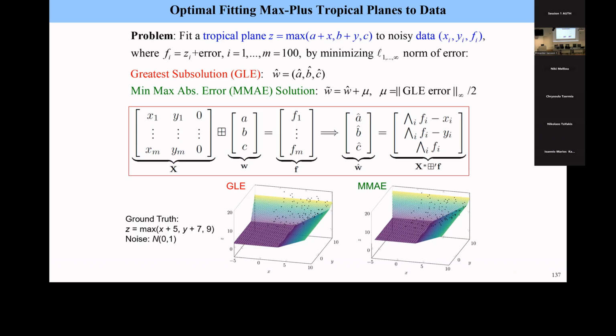And on the left you see the result with the red solution, and on the right the green solution. The difference in the two solutions is that the green solution is optimum and unbiased, but only with respect to the L infinity norm. The red solution is biased because it's always from below, but it's optimum with respect to any norm.